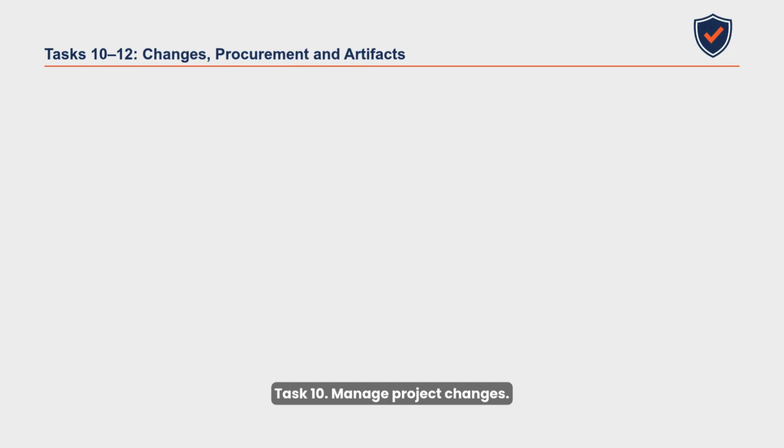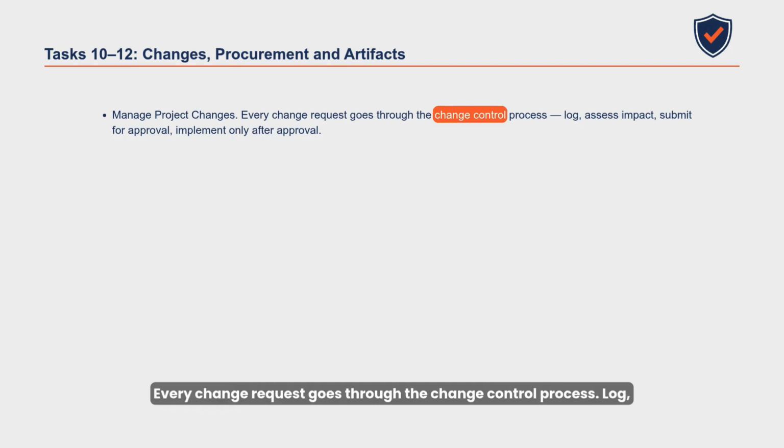Task 10. Manage project changes. Every change request goes through the change control process. Log, assess impact, submit for approval, implement only after approval. This is one of the most tested tasks in Domain 2.